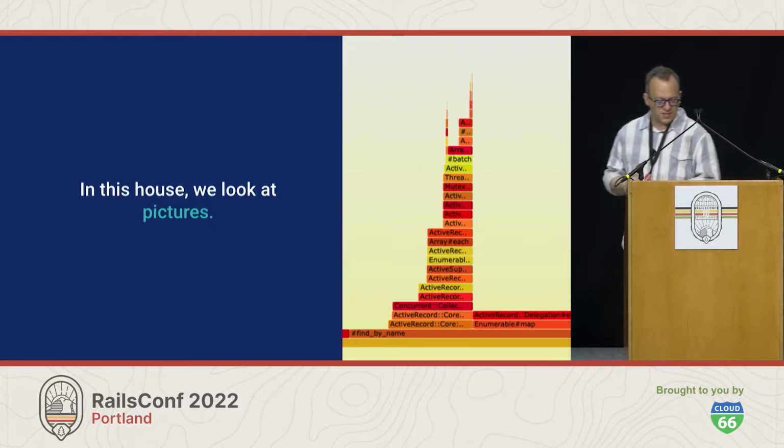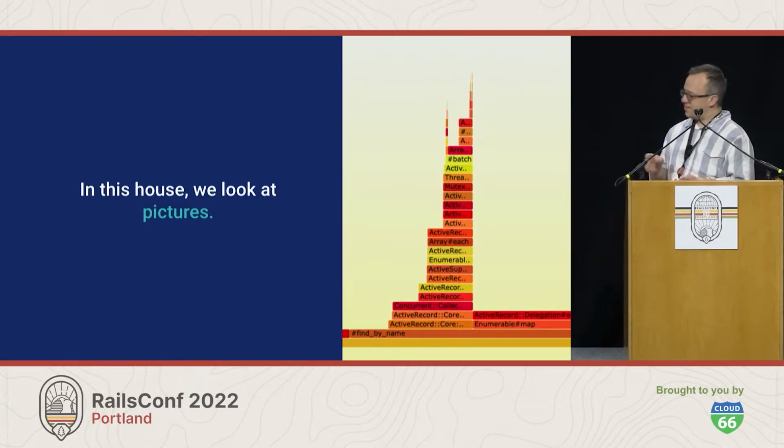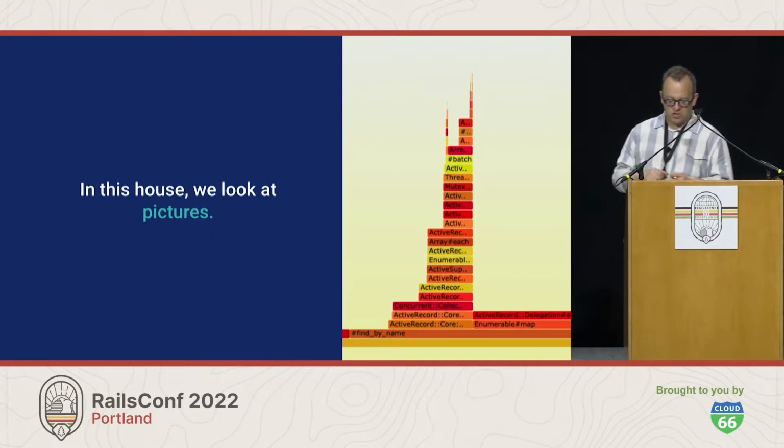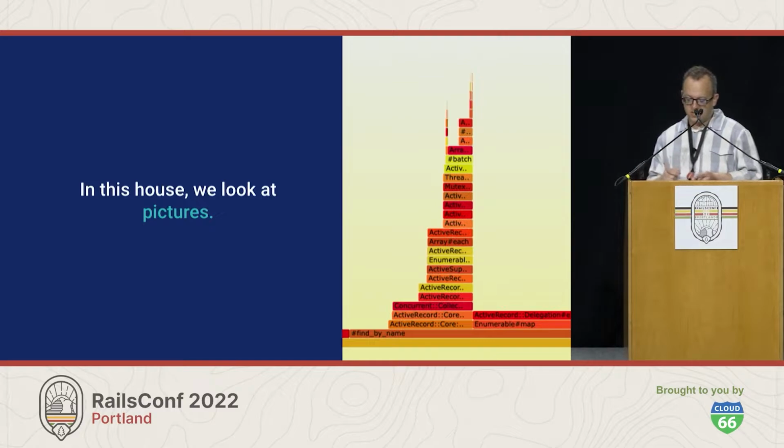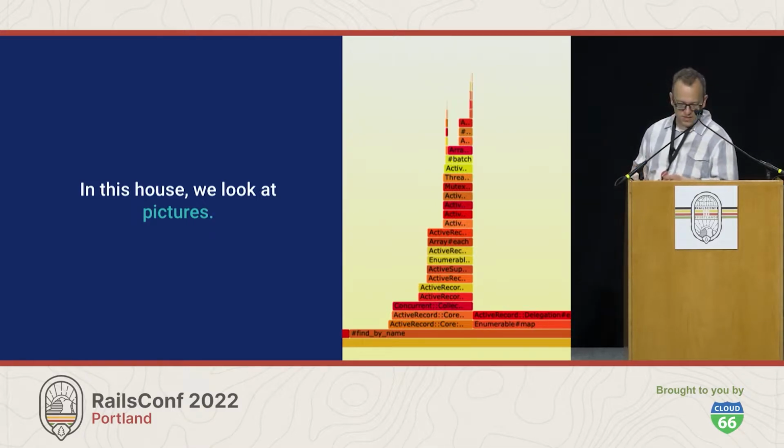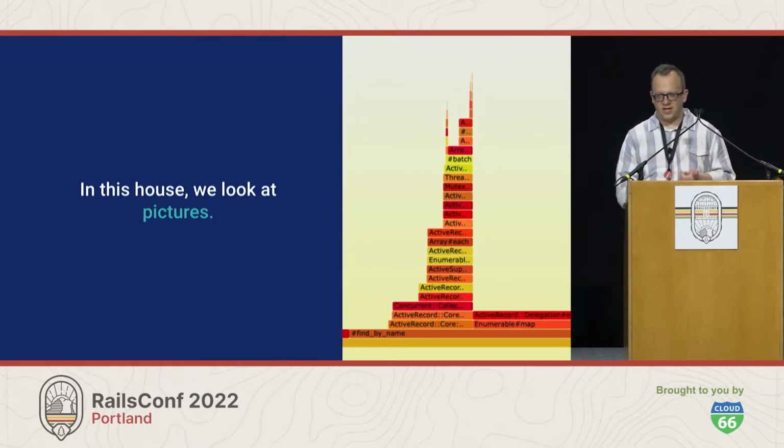OpenTelemetry is a collection of tools, APIs, and SDKs that can be used to instrument, generate, collect, and export telemetry data like metrics, logs, and traces to help you analyze your software's performance and behavior. And these tools can give us traces and graphs of distributed algorithms. And learning to recognize the performance characteristics by looking at these graphs gives us a shortcut to understanding the complexity of our system.